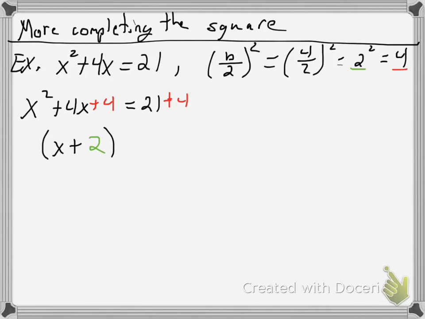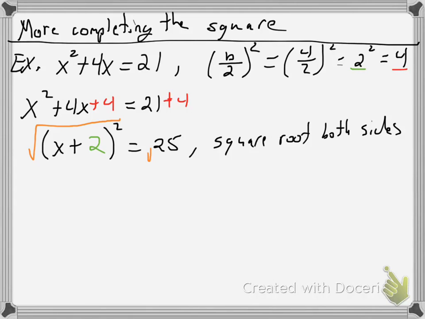And we have completed the square. X plus 2 squared, that's the b over 2, is equal to 25. We'll go ahead and take the square root, and the square and square root undo each other. And when we take the square root, we get the plus and minus. And we have x plus 2 equals plus or minus 5.